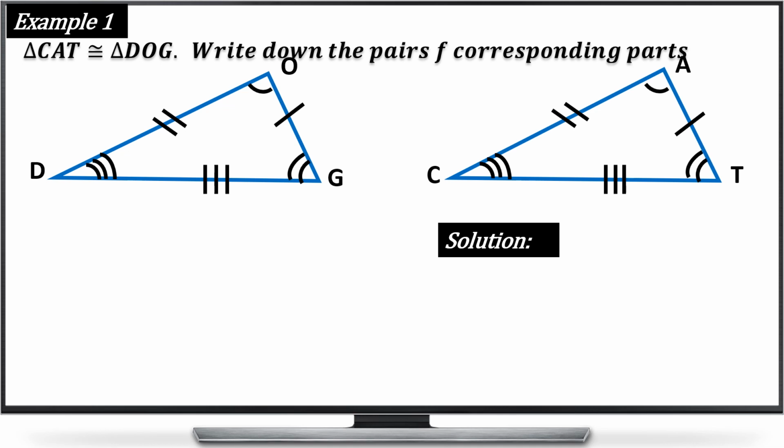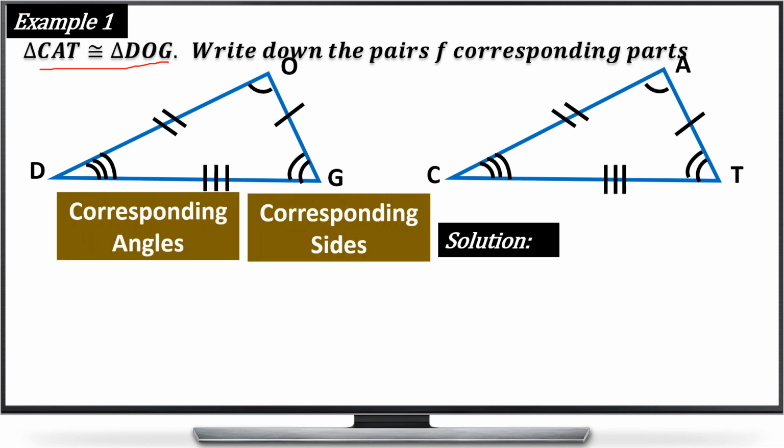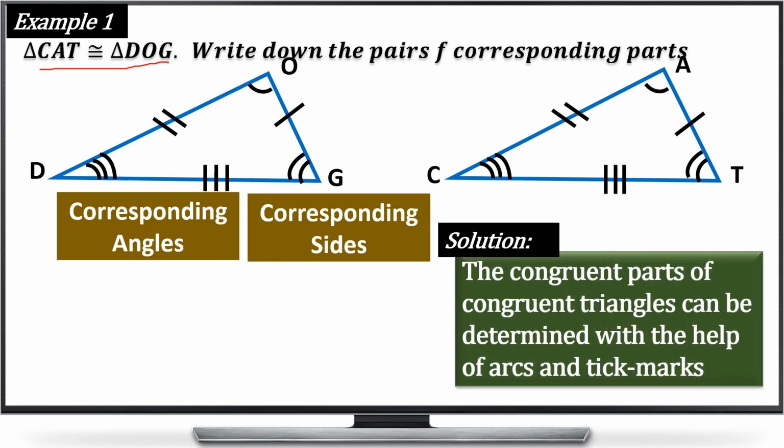Let's consider this as triangle CAT congruent to triangle DOG. Our task is to write down the pairs of corresponding parts of these two triangles, which is triangle DOG and triangle CAT. Pero bago po yun, of course, our task is to find their corresponding angles and corresponding sides. We need the information that is very important for us to remember. In these two given triangles, kung mapapansin po natin, meron po silang arcs and tick marks. Makakatulong po sila for us to identify kung ano po ba or nasaan ang kanilang partners.